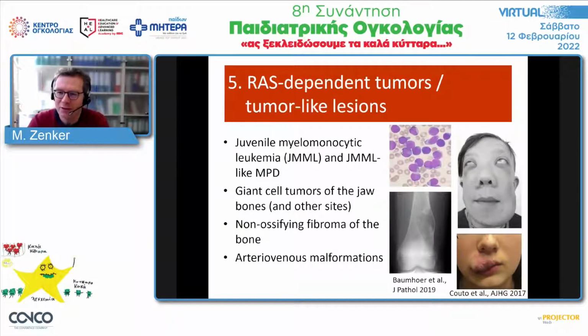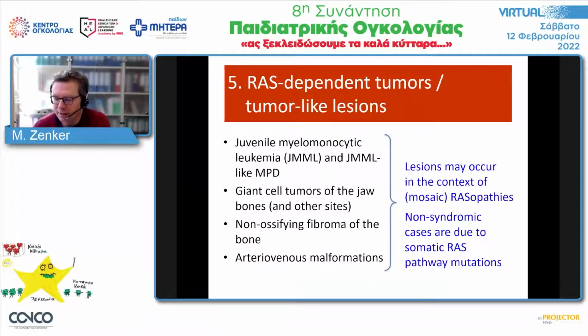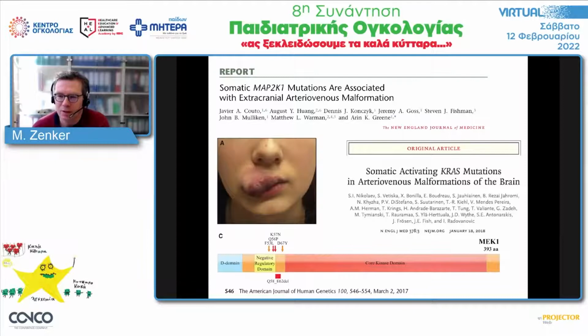Finally, the fifth category, which overlaps, of course, with the mosaics, are RAS tumor types that are especially RAS dependent. So these include not only JMML, I mentioned already, but also the giant cell tumors of the jaw, bones, non-ossifying fibromas of the bone, and arteriovenous and other vascular malformations. And these have in common that these lesions may occur in the context of rasopathies or mosaic rasopathies, as I have shown you, but if they are occurring as non-syndromic singular lesions, they always or almost always have somatic RAS pathway mutations.